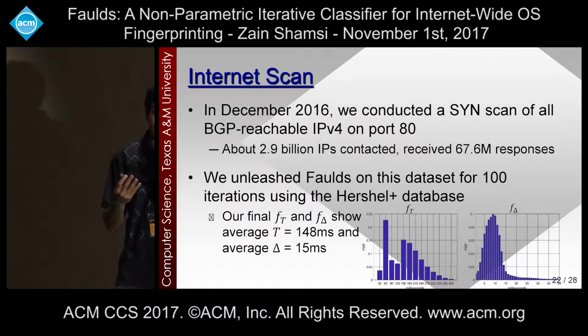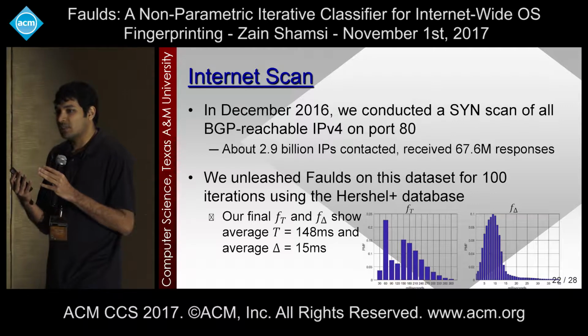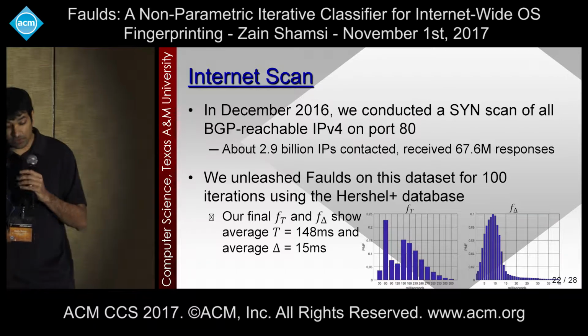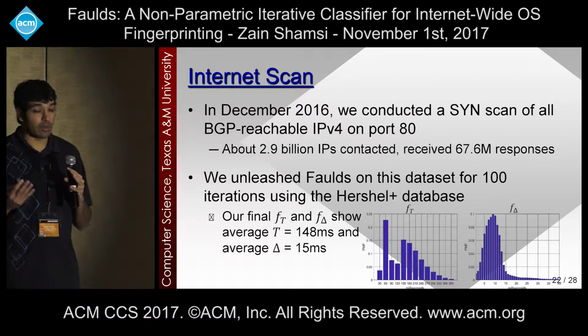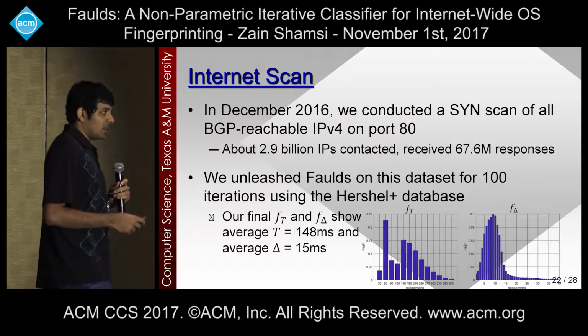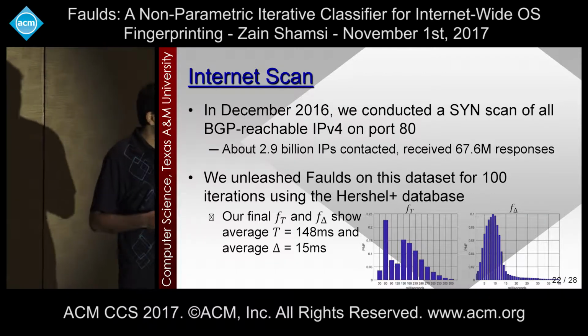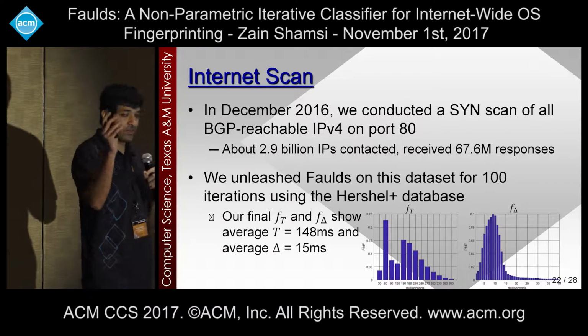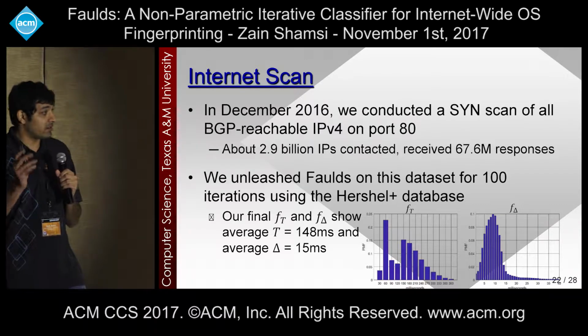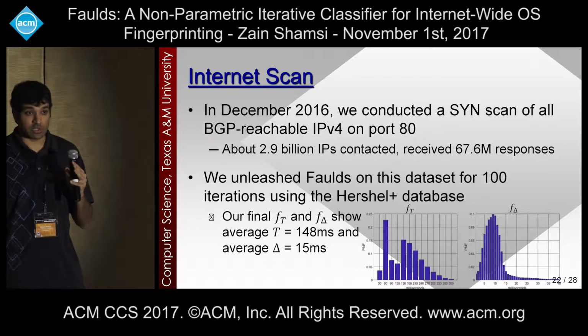So we did a SYN scan of all BGP reachable IPv4 on port 80. So we're hitting web servers. About 3 billion IPs received 67 million responses. And then we unleashed Faulds on this data set for 100 iterations using the full Herschel Plus database.